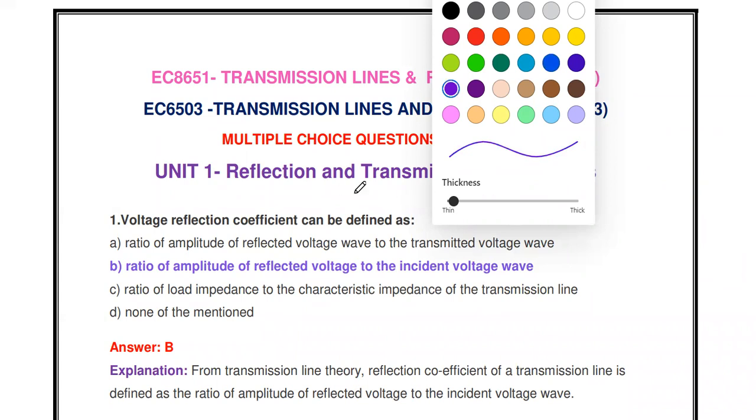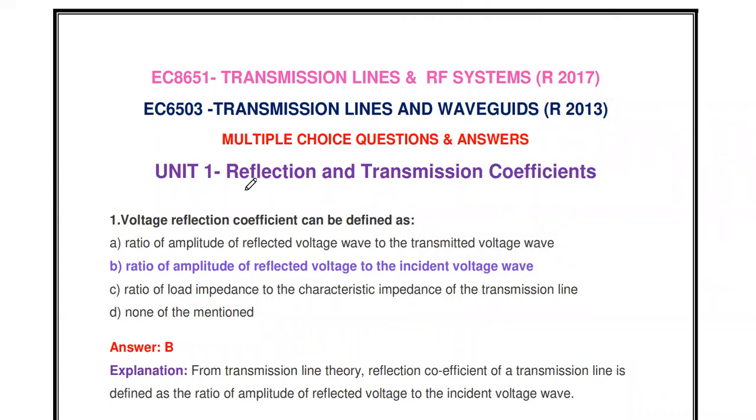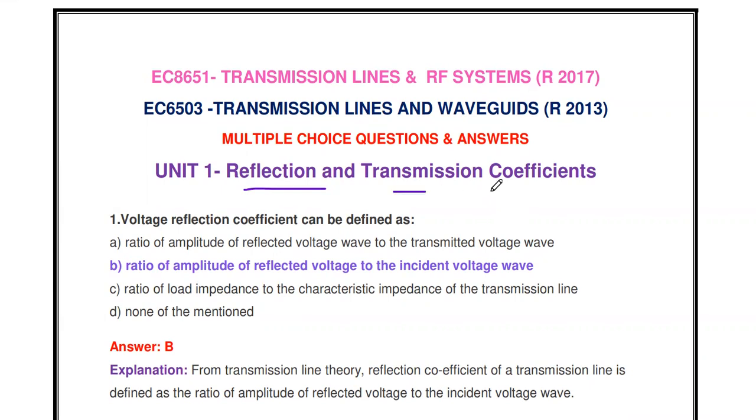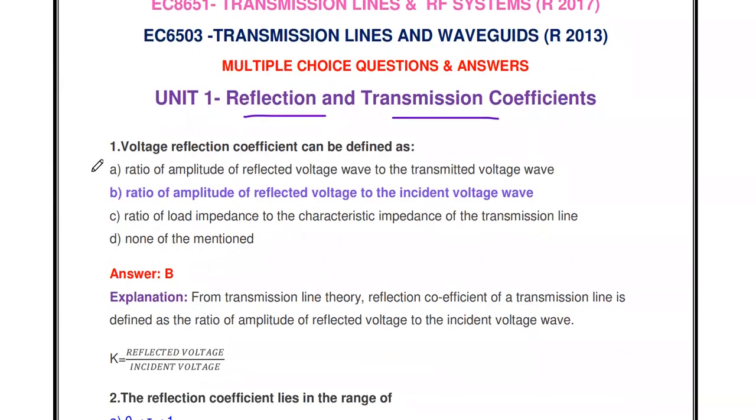Today we are going to discuss multiple choice questions and answers from the topic reflection coefficient and transmission coefficient, from the subject Transmission Lines and RF Systems or Transmission Lines and Waveguides. This is for both the 2013 regulation as well as the 2017 regulation. The first question: the voltage reflection coefficient can be defined as dash.